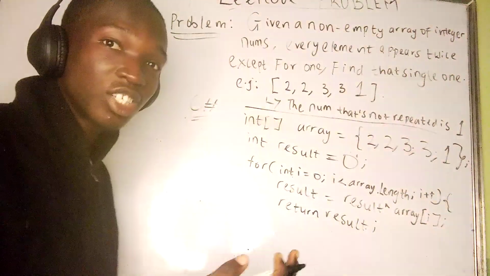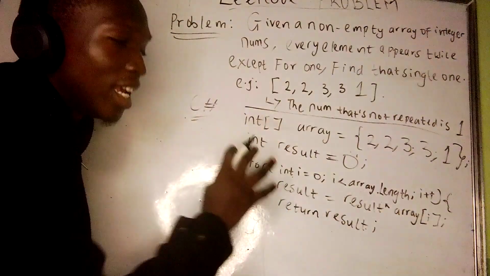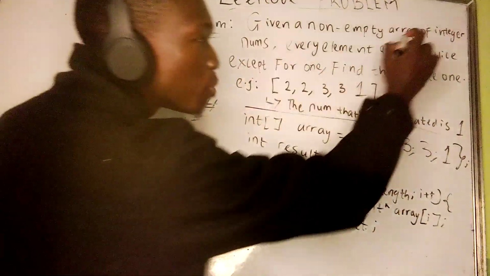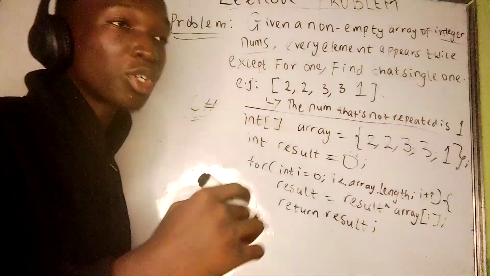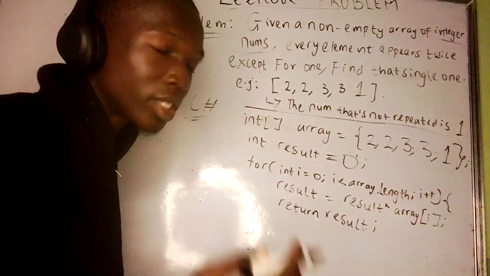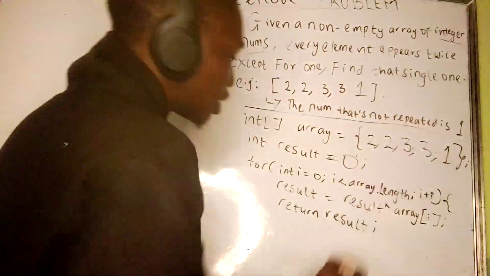All of this is just integers. I'm playing around with integers. I am not changing the data type; I'm using integer because our question specifically said integer nums. It did not say double nums or floating nums. Hence, we are going to be using integers.